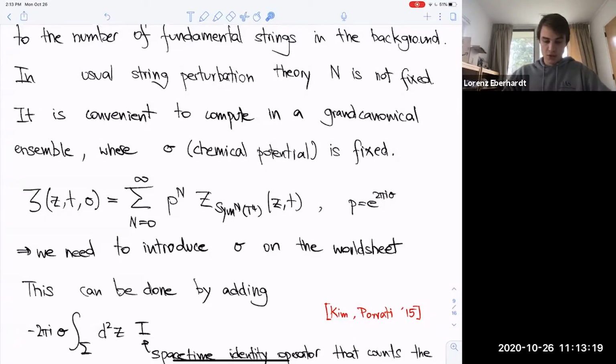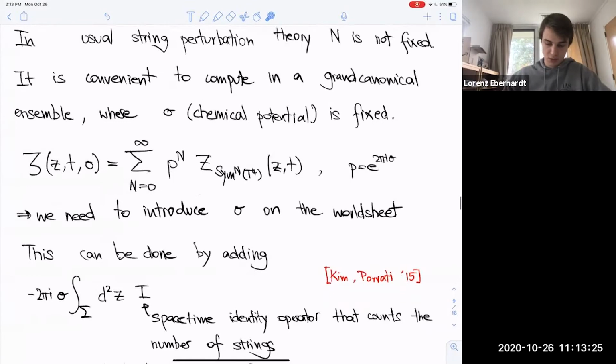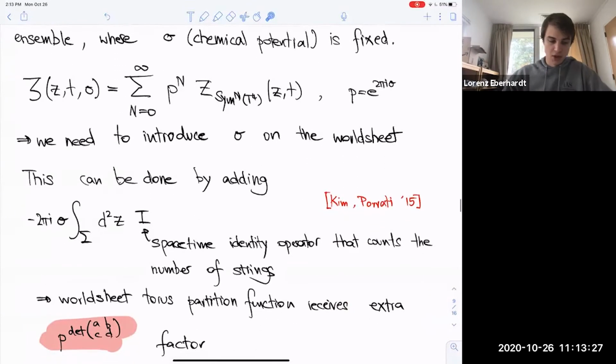Okay, so now we just need some way of introducing sigma on the worldsheet. That is also explained in the Kim and Parati paper. All you need to do is add a marginal operator on the worldsheet. And that marginal operator is simply the vertex operator that corresponds in space-time to the identity.